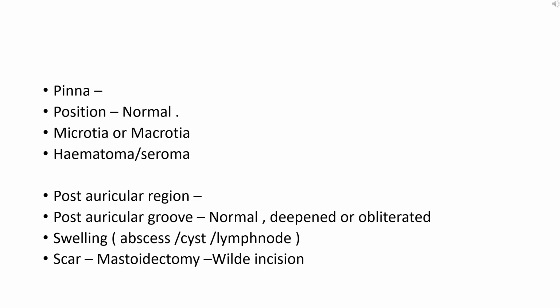In the post-auricular region, we have to look for the post-auricular groove. It can be normal or extra deepened, or it can be obliterated also. It will be obliterated in cases of swelling, such as mastoid abscess, sebaceous cyst, dermoid cyst, or any kind of lymphadenopathy due to furunculosis. We can also look for a scar in the post-auricular region that indicates mastoid surgery or ear surgery. The scar is of a typical famous incision known as Wilde's incision.